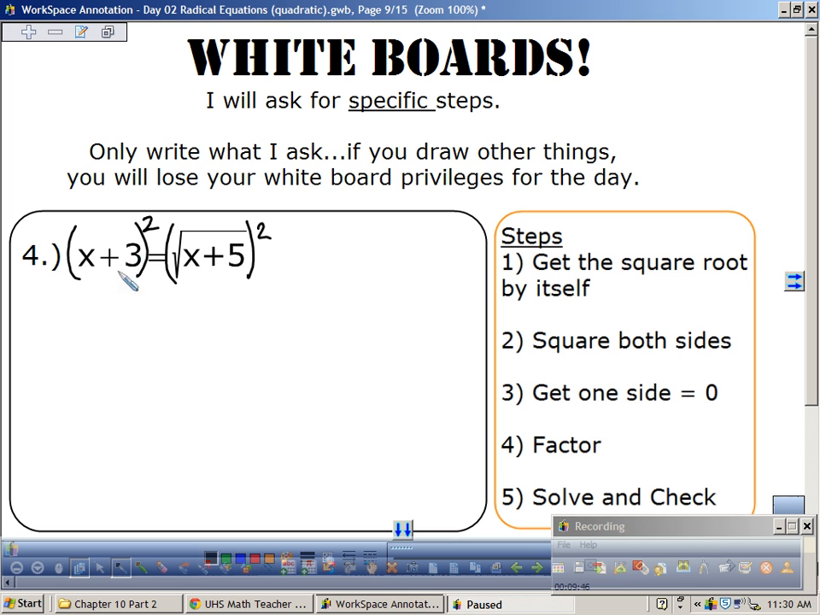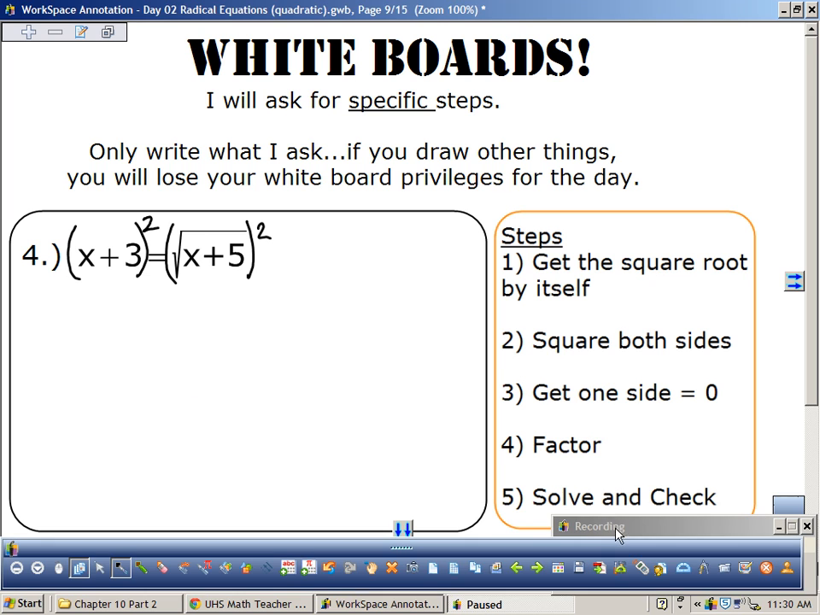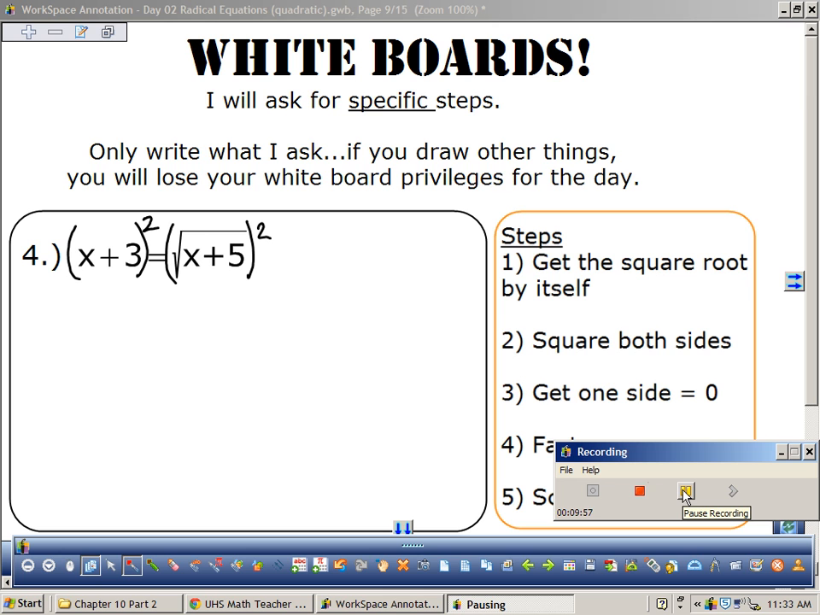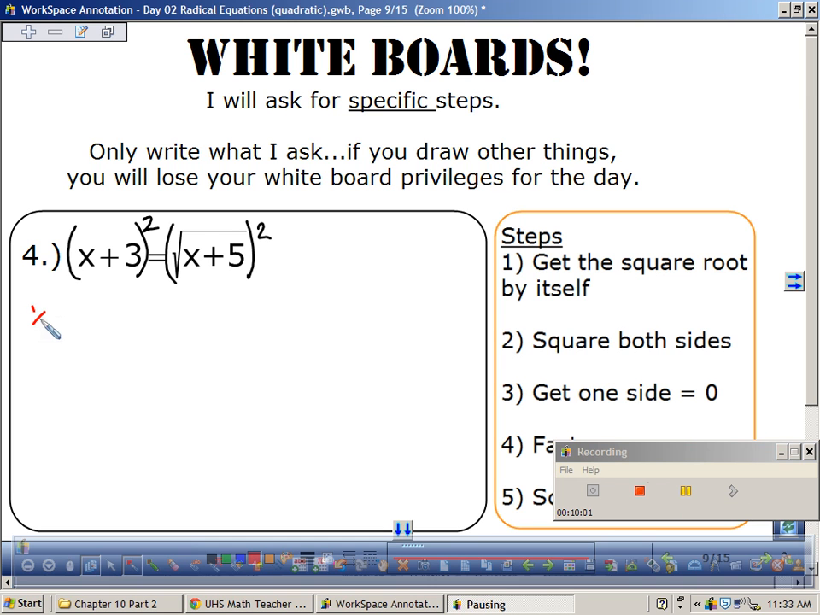Yes, I want you to find this perfect square trinomial. So I want you to square both sides, but just stop right there, and then show me. Okay, so when I square both sides, I get x squared, 3 squared is 9, 3x doubled is 6x, equals x plus 5. If you didn't get this, then you need to correct yourself so we can move on. All right, what's our next step?